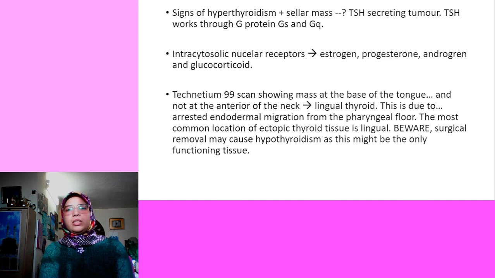Signs of hyperthyroidism plus a cellular mass. It could be a TSH secreting tumor. TSH works by G proteins through GS and GQ. Intracytosolic nuclear receptors. What hormones work using that? Estrogen, progesterone, androgens, and glucocorticoids.